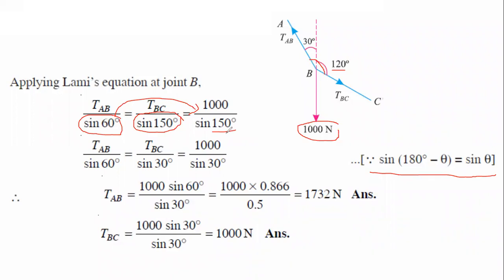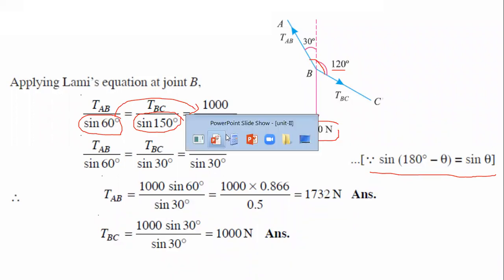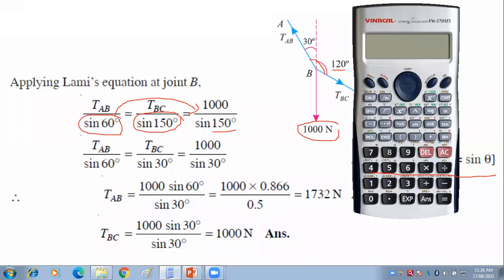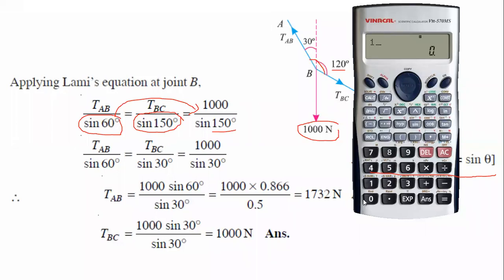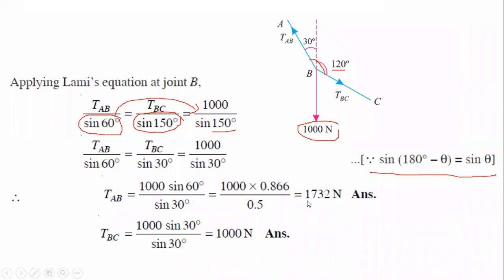Now let us calculate this term. 1000 multiplied with sine 60 and divided by sine 150. This value will be 1732 Newton. That is the tension in AB.